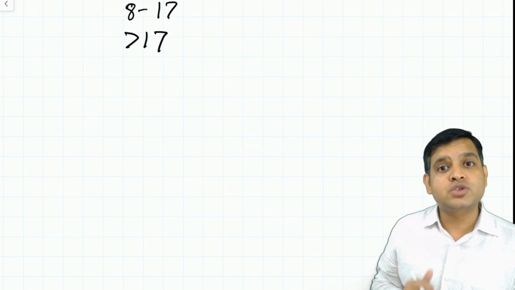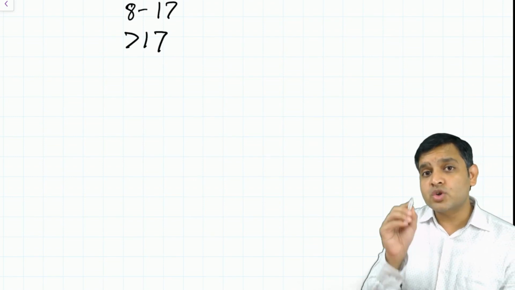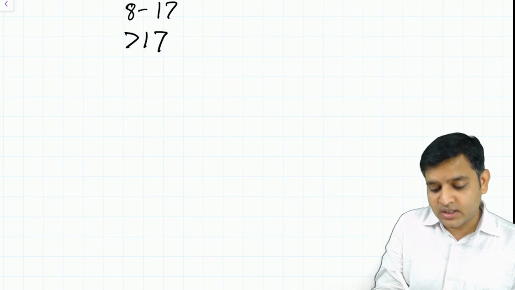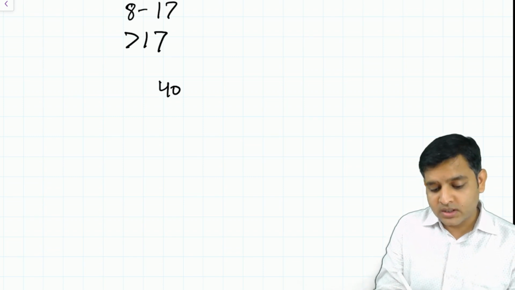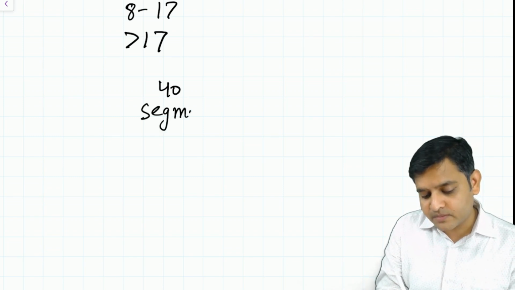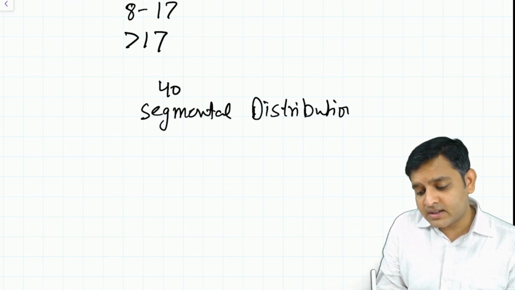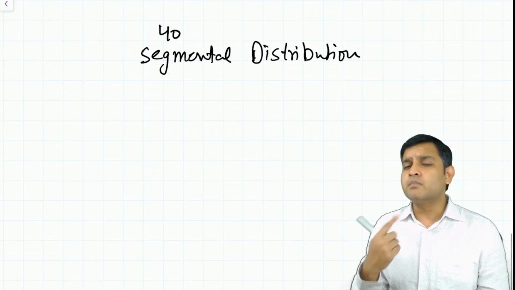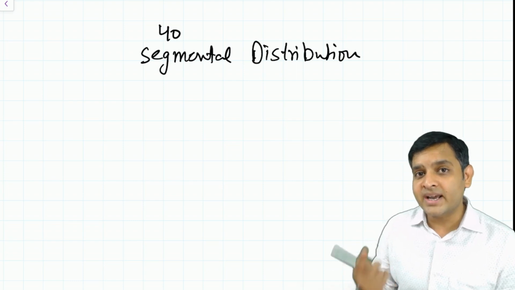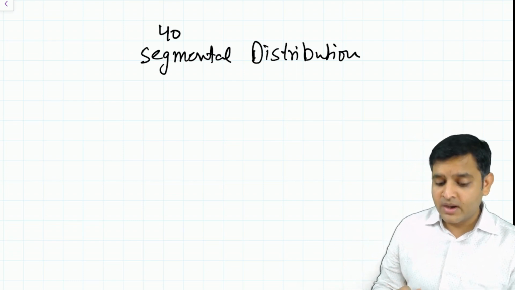Now, what is this 40 score? The 40 score is not on lobar distribution. The score of 40 is on segmental distribution. Now, this is supposed to be slightly more accurate in comparison to the score of 25 because it is going in more depth.